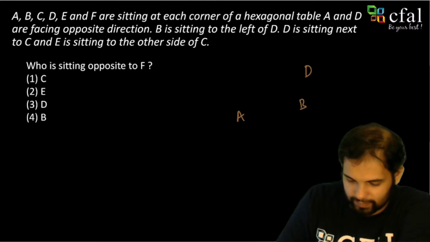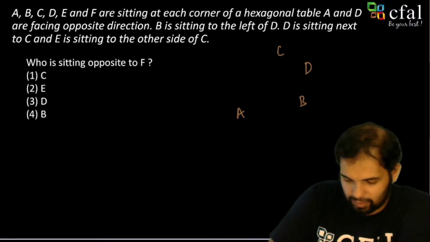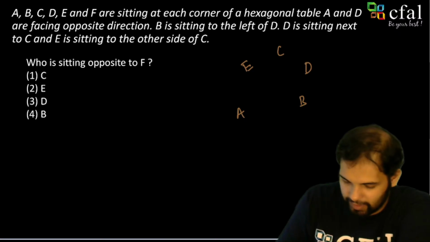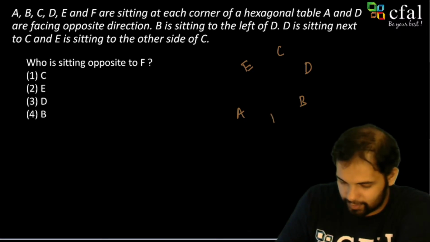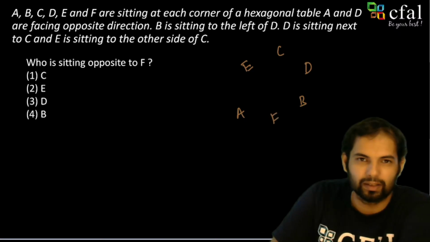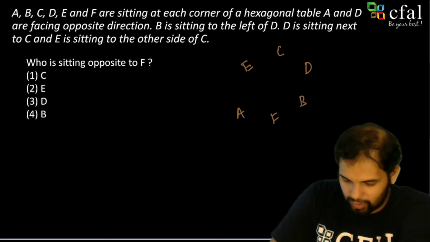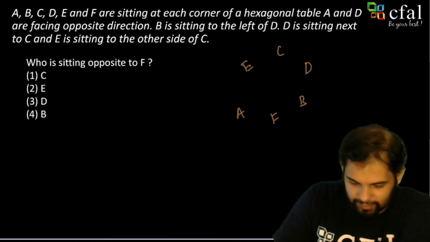Okay, then what? B is sitting left of D. D is sitting next to C, so C will be there. And E is sitting opposite to the corner of C. This is fine? Yeah. So remaining is what? F. Remaining is F. Yes, sir. So we have the entire pattern already figured out. So what is the question? Who is sitting opposite to F? So your answer is C, option 1.